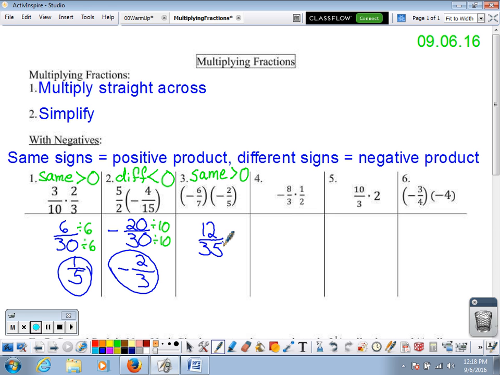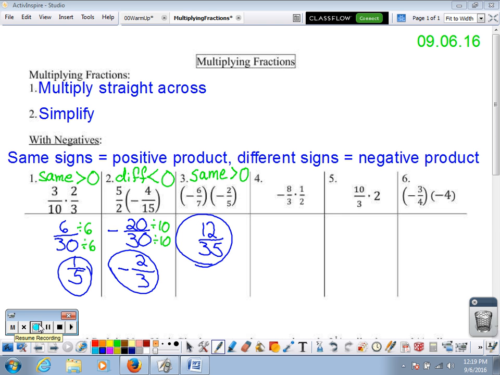Now what do we always want to do with our fractions? What do we always need to do at the end? Simplify. So is there anything that divides both 12 and 35? No. So 12/35 is our final answer here. Okay, I'm going to take a quick time out for questions.